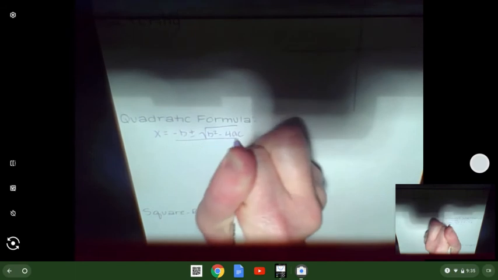X equals -b plus or minus the square root of b squared minus 4ac all over 2a.